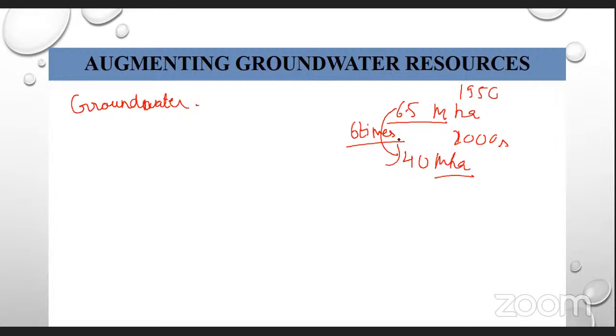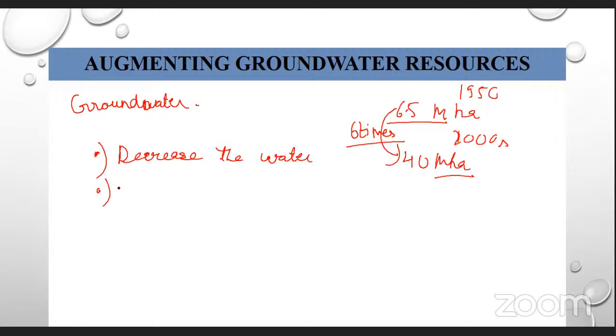And because of overuse of this groundwater, there is now a decline in the groundwater or the water table. There is a decrease in groundwater levels, and the reason is that we have decreased the level of water in wells.